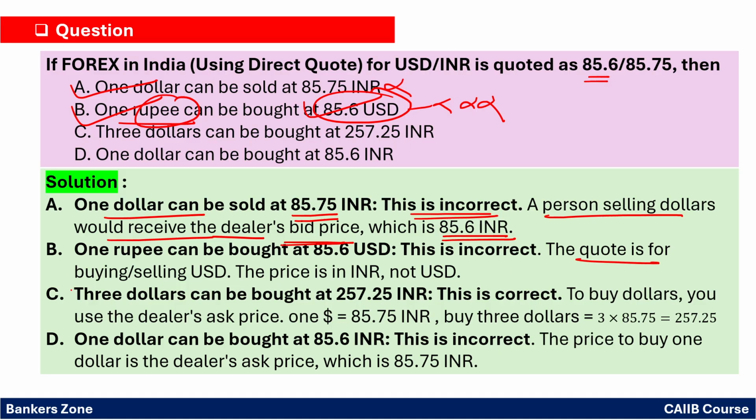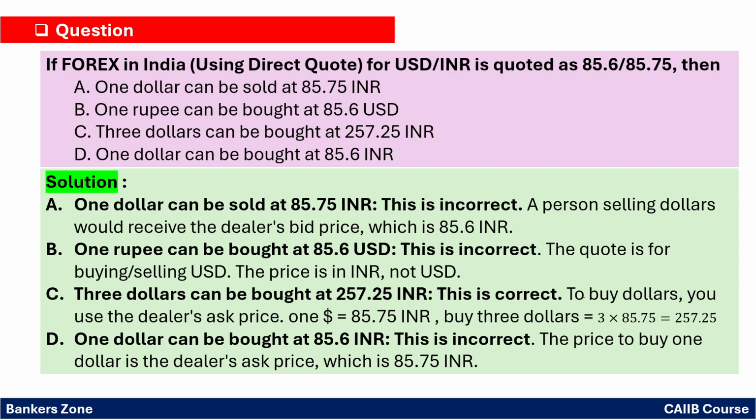So the code is simply buying and selling USD. So the price is not in USD; the price is given in INR. So it is wrong. So $3 can be bought at 257.25. So it is a correct statement. How? See, this is the buying price, this is the selling price. But you are trying to buy $3. So which price will you quote? You wish to buy this, but the opposite party is selling at this. So this price you have to consider for buying. The seller's price you have to consider for buying, simply, right? So simply multiply by 3. So you will get 257.25. So C will be your correct option, right?